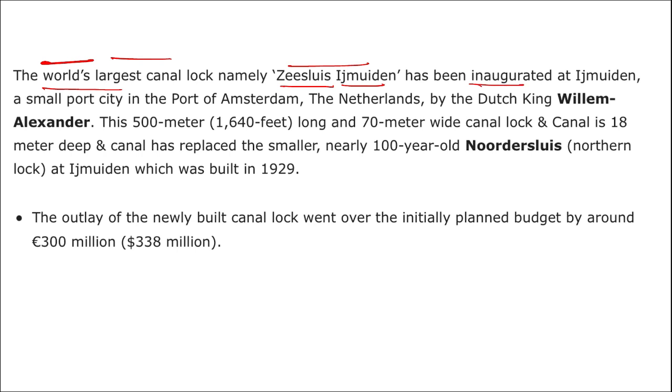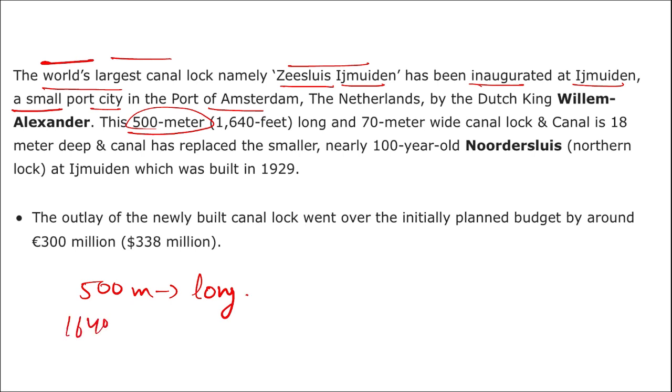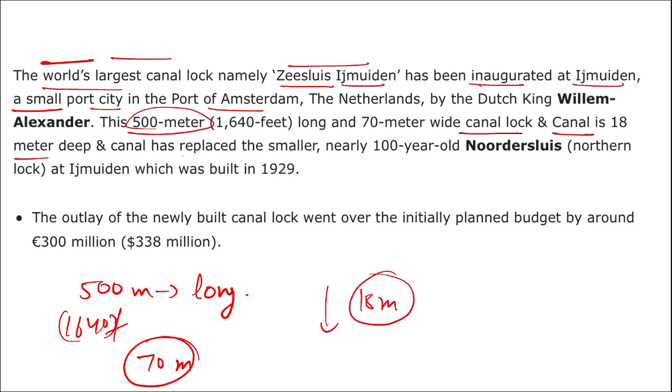This has been inaugurated in Ijamuddin, a small port city of Amsterdam. What is the length of this? It is 500 meters long, and if we calculate it in feet, it is 1640 feet, and 70 meters wide. The canal lock is 18 meters deep. It has replaced the smaller, nearly 100-year-old northern lock at Ijamuddin, which was built in 1929. So earlier that was the largest lock, but now the world's largest lock is Gisilius Ijumdin. Mark this name.